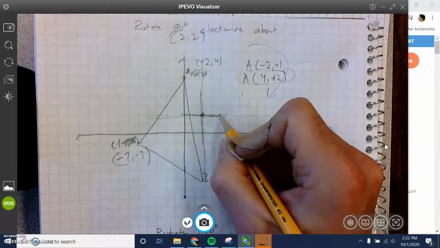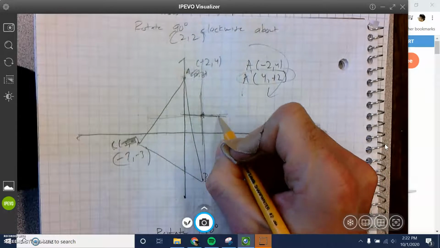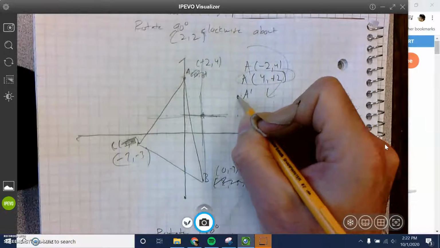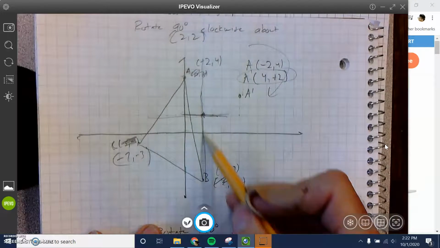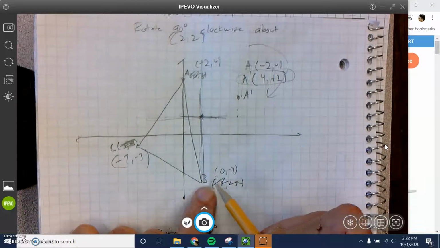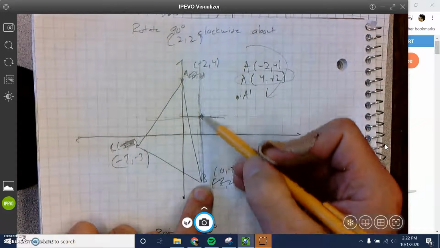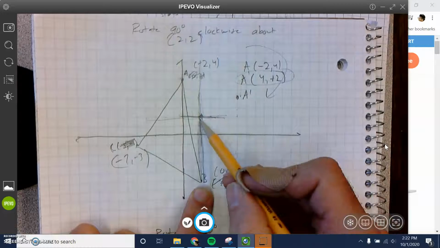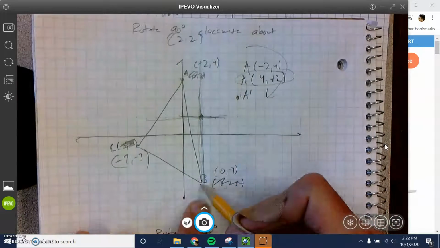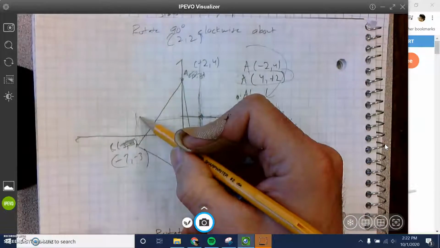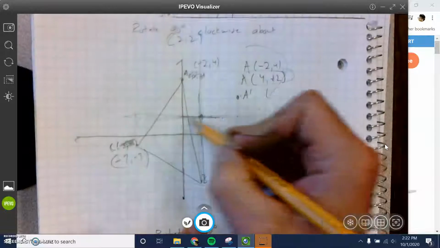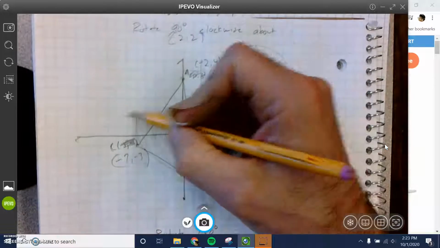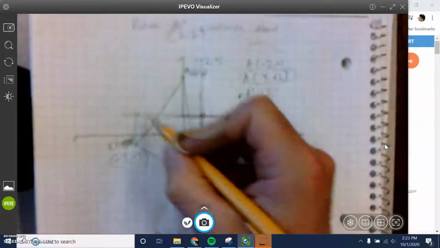So 1, 2, starting here. 1, 2, 3, 4, 1, 2, bam. A prime. All right, B prime is right here. It's actually on this axis of my new orientation, center of rotation. And so if I go 90 degrees this way, it's going to be right on this part. So if it starts on an axis, it ends on an axis.